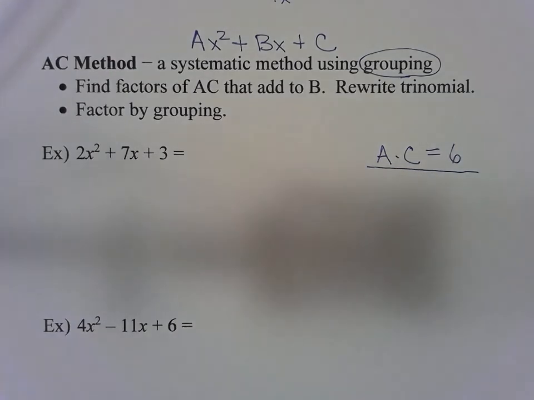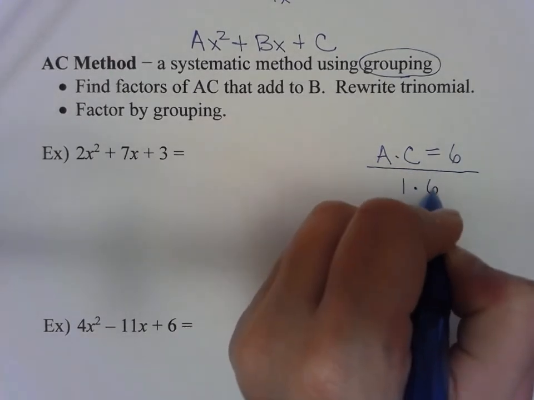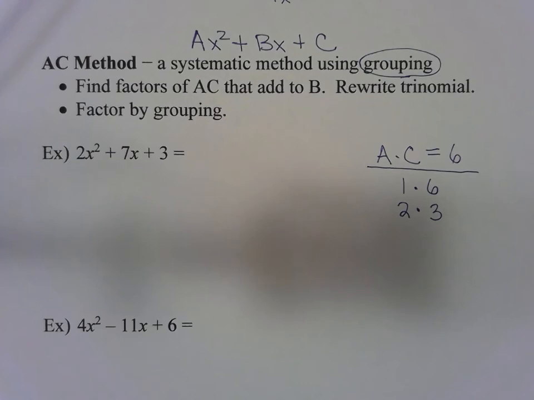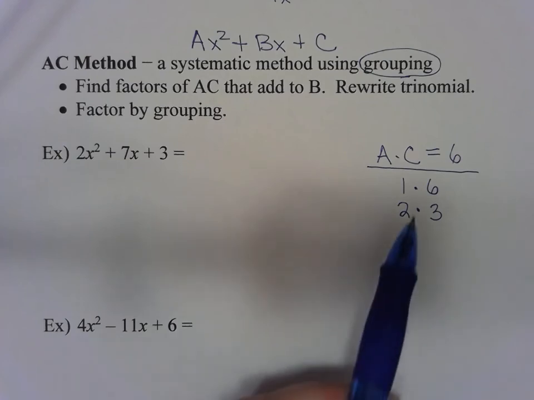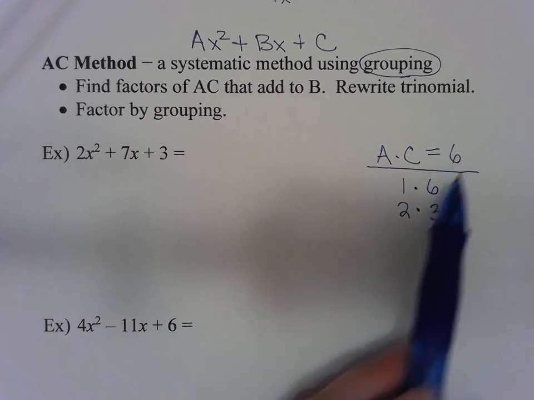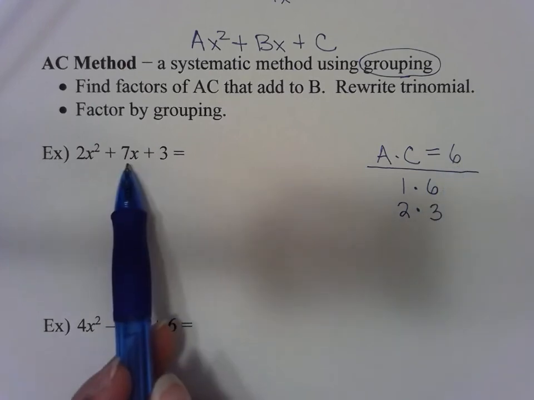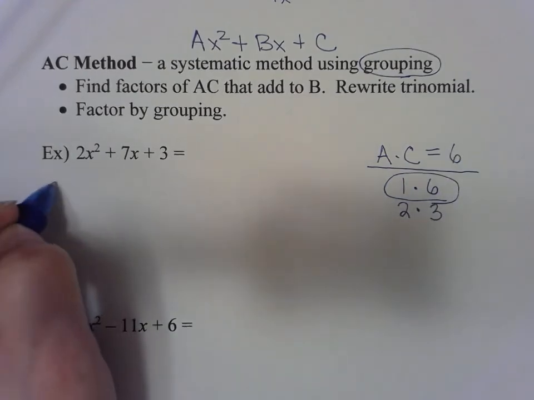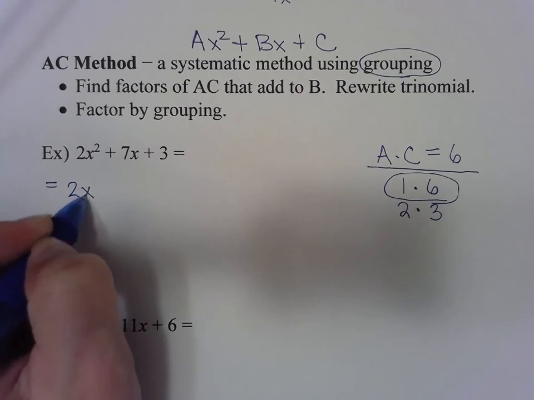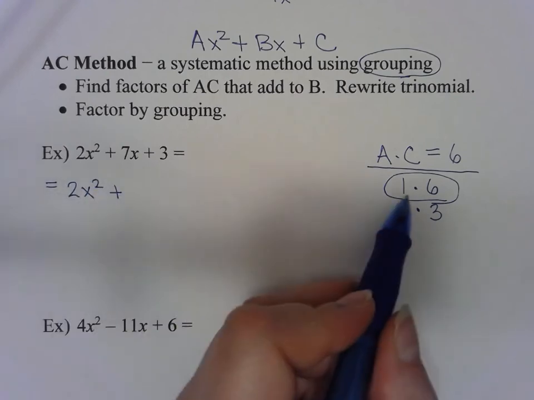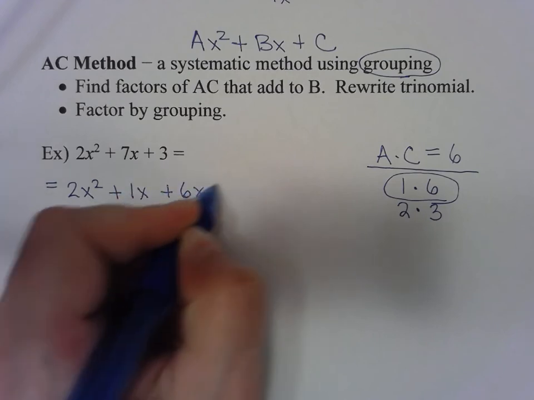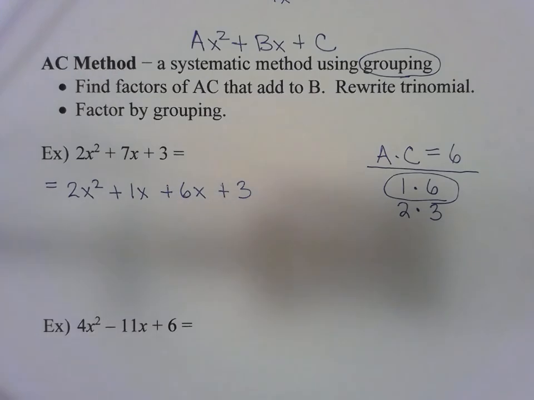What I usually do is list all the factor pairs of 6 off to the side. 6 is a kind of a small number, so I don't have a whole lot of choices. But now these are numbers that multiply to be 6. Now I'm choosing the pair that add to be 7. Okay, so once I've identified those two numbers, then I'm going to break up 7x into 1x plus 6x. And then I'm going to factor by grouping.